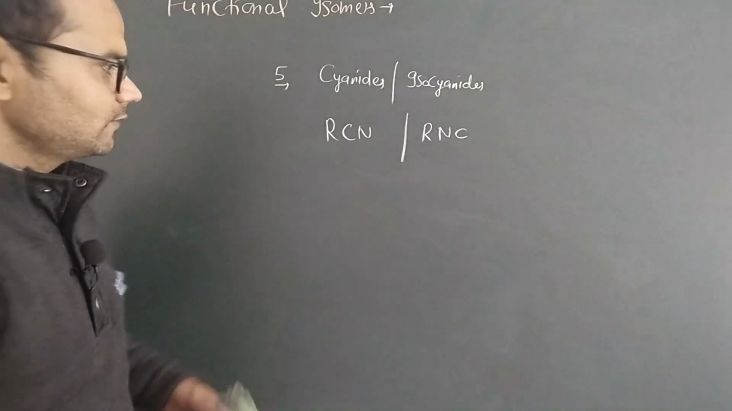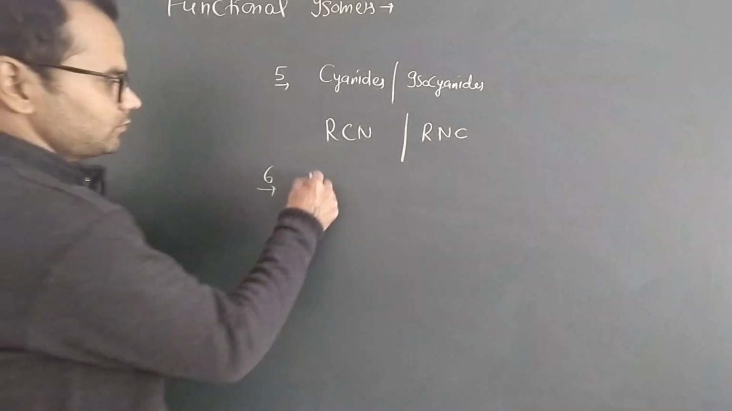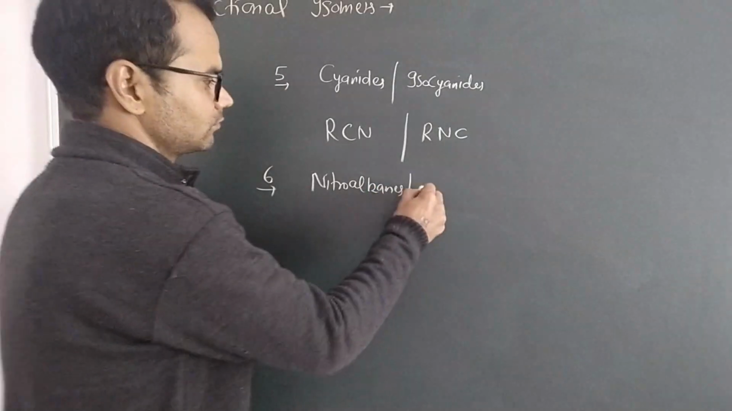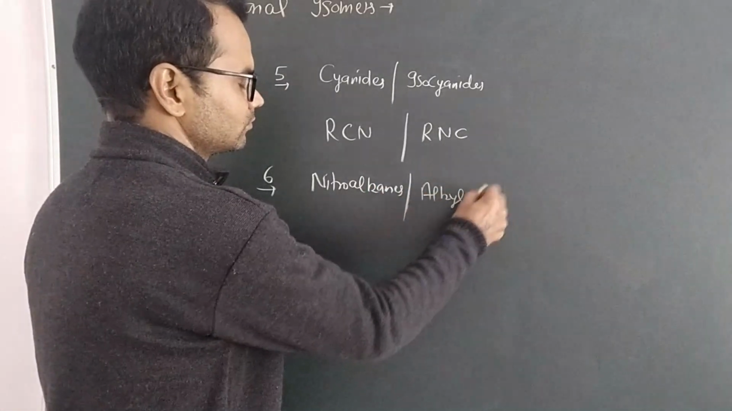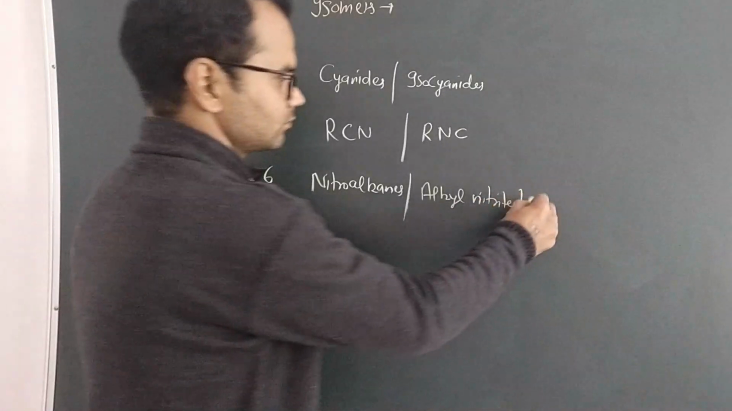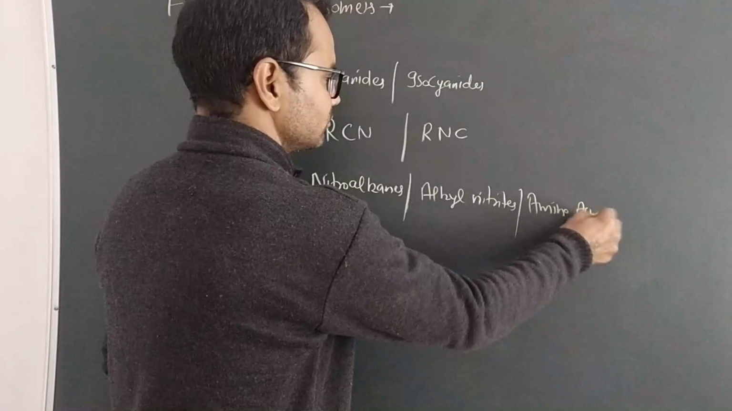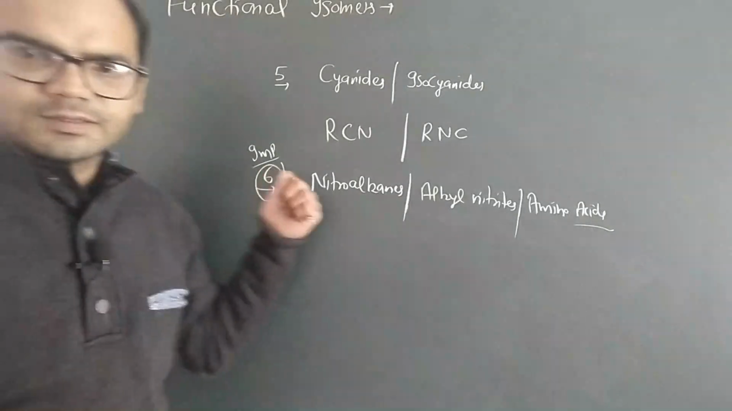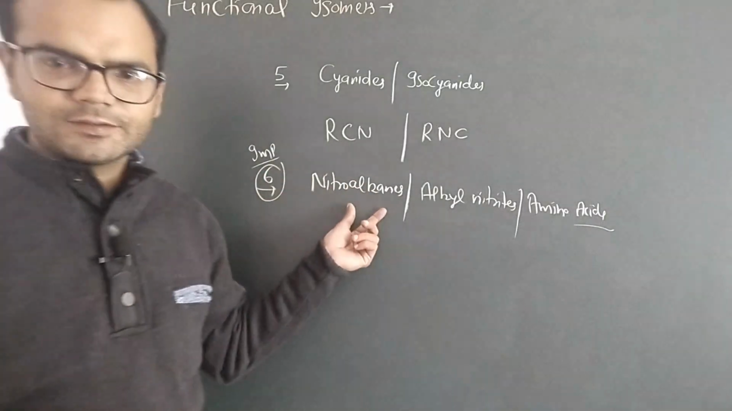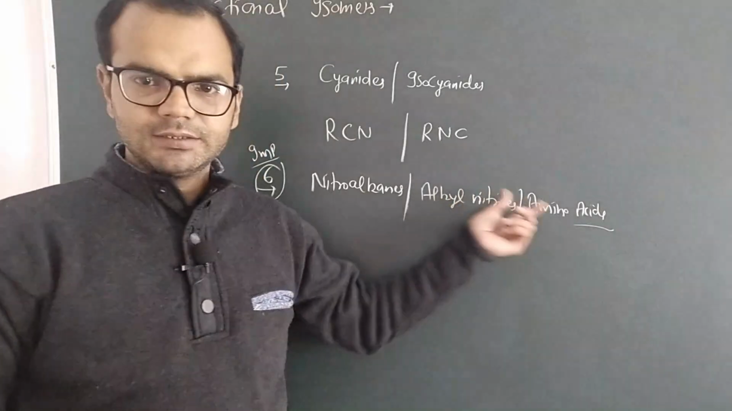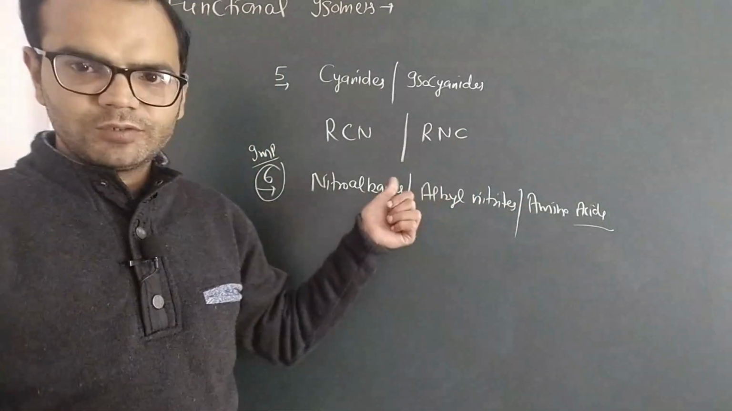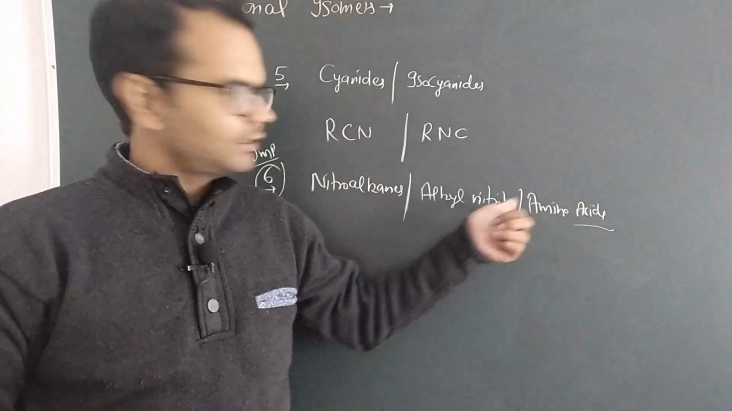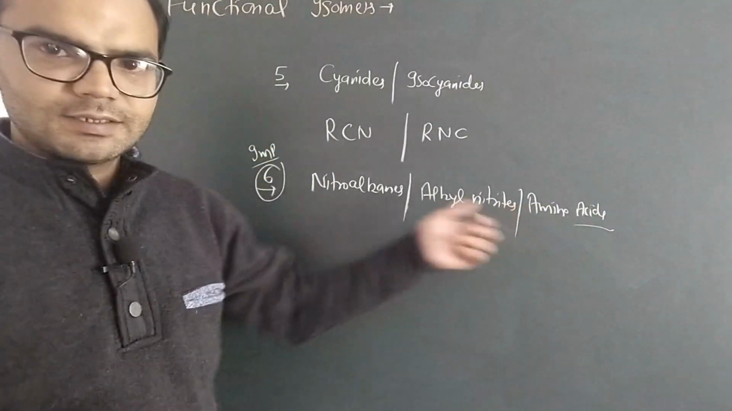And set number 6 is quite important again. This is nitroalkanes, alkyl nitrites and amino acids. They represent one molecular formula but 3 different functional groups. One is nitro, second is nitrite, and third is amino acids. Let us understand with the example.